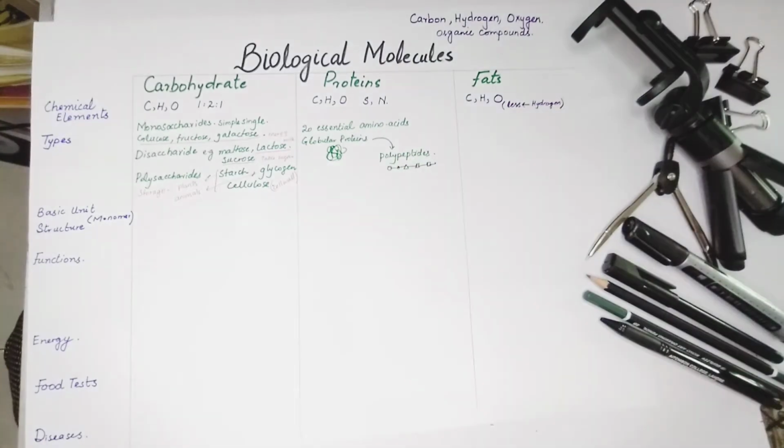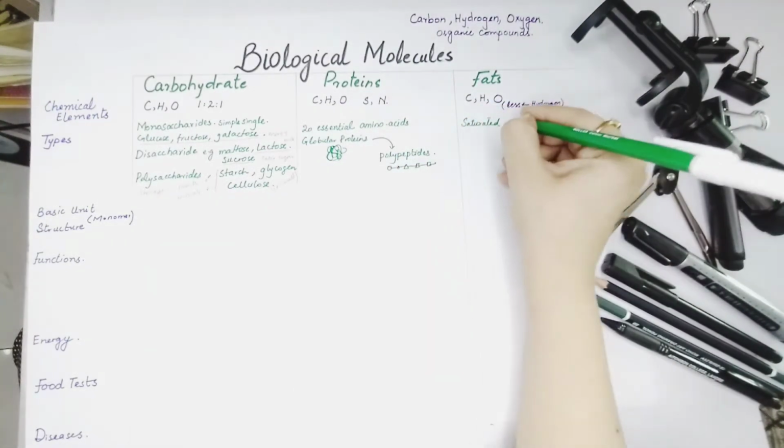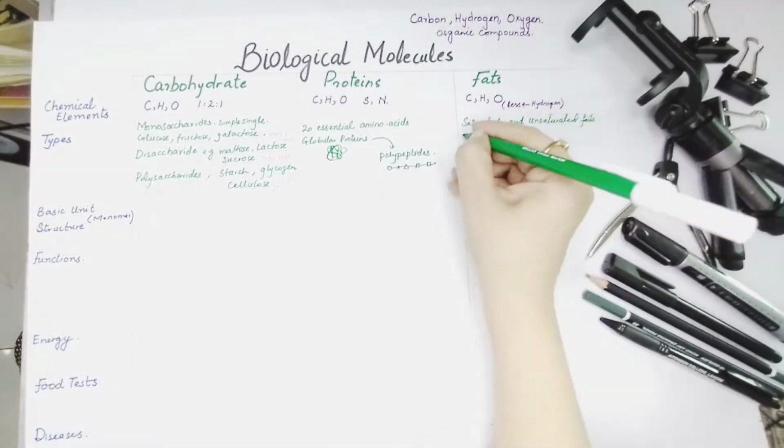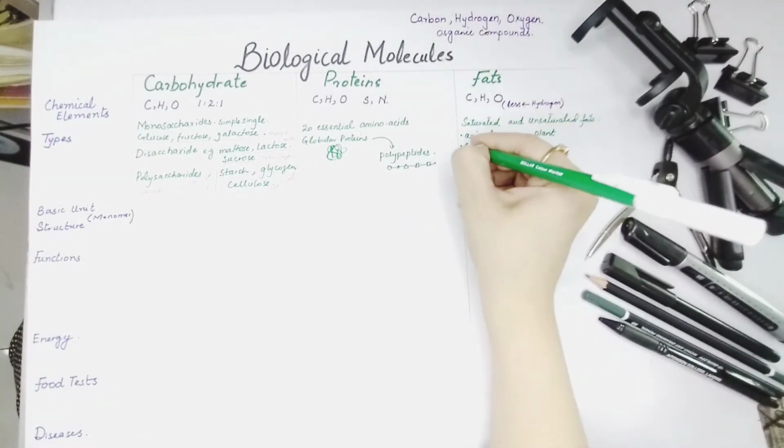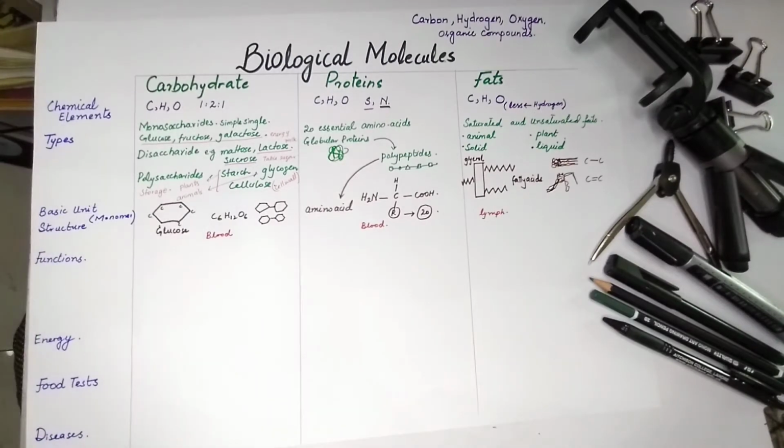If we talk about proteins, proteins have the essential amino acids which are responsible for their formation. They exist in the form of globular proteins and open chain polypeptides. Whereas fats exist in two forms, saturated and unsaturated. Saturated fats are mostly solid at room temperature, whereas unsaturated fats are liquid at room temperature.